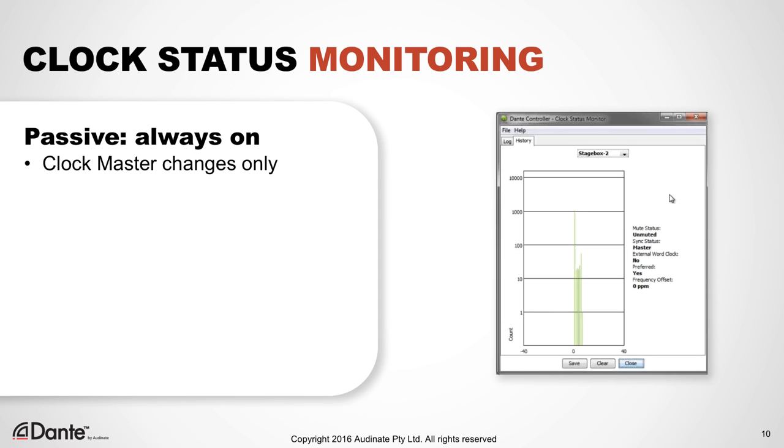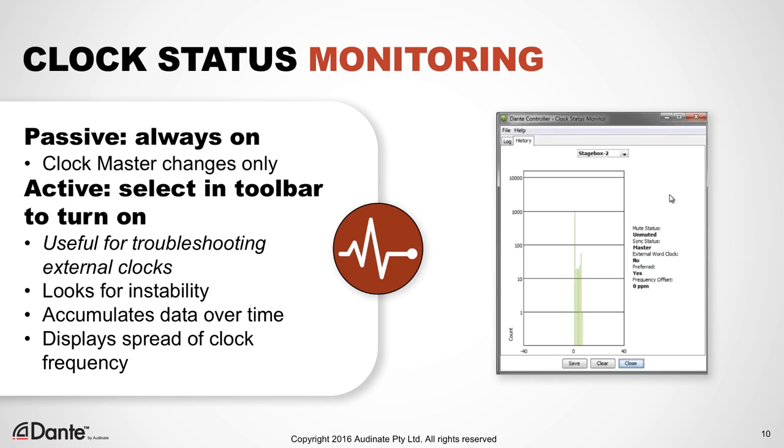Dante Controller supports two types of clock monitoring, passive and active. Passive is on all the time and provides alerts when a clock master changes on the network. Active clock monitoring is turned on by selecting it in the Dante Controller menu bar. Active clock monitoring checks to see if the clock master is exhibiting any signs of instability. This can be important when using an external clock, such as that in a mixing console. If you are using the built-in Dante clocks, clock stability will not be a problem. The active monitoring indicator will turn yellow if there is trouble. Click the indicator to open a window displaying clock behaviors over time.